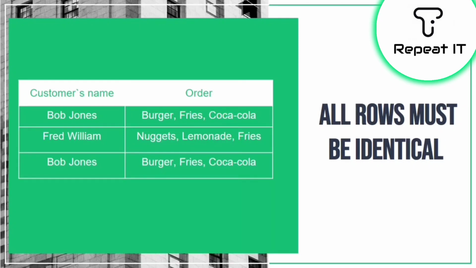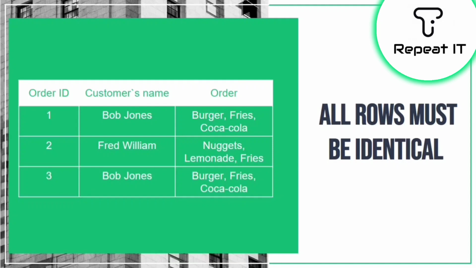So we need to change this, and the way we do it is very simple. We just add an order ID column. So here is order ID number 1. It was Bob Jones, and he was ordering his favorite dishes. The second order ID belonged to Fred, and he ordered it all. And then the last order was Bob Jones, who ordered his favorite order again. Since we now have these order IDs, the first row is no longer identical to the last row.